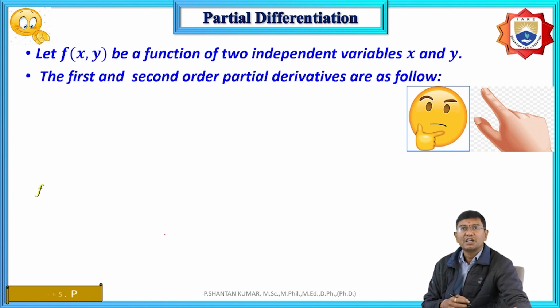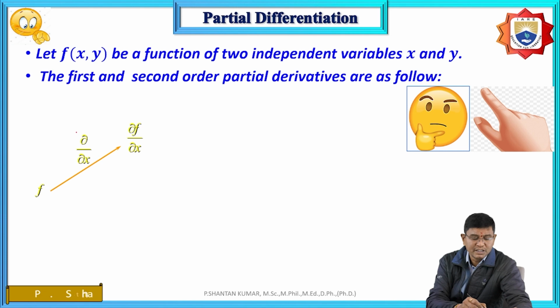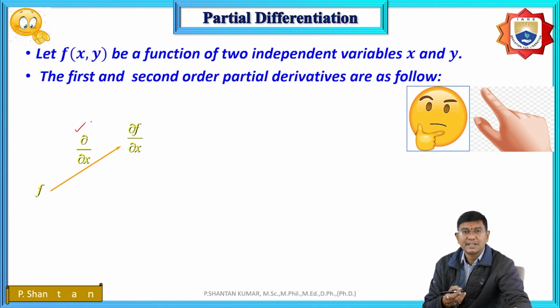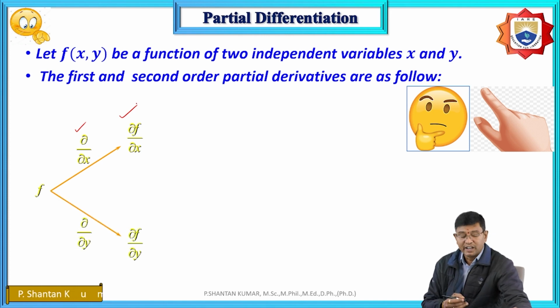Based upon this, take for example the first derivative. The first derivative is with respect to x comma y. That means for f, the derivative with respect to x is dou f by dou x. That is the first derivative with respect to x only. Similarly, the derivative with respect to y is dou f by dou y. Both dou f by dou x and dou f by dou y are the first derivatives.